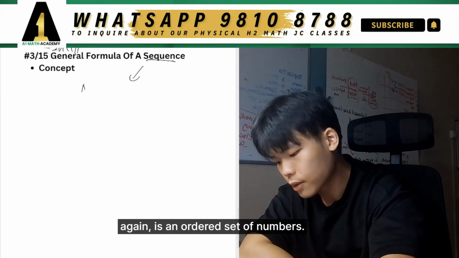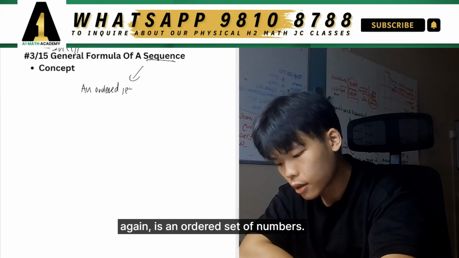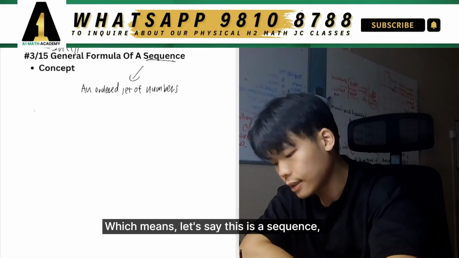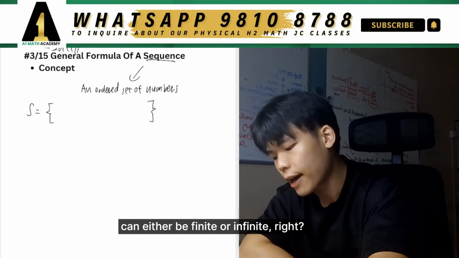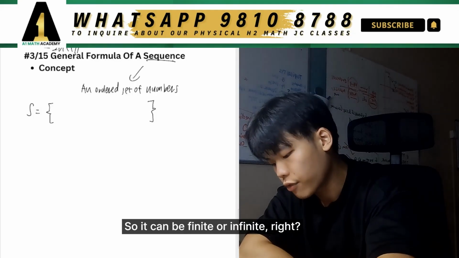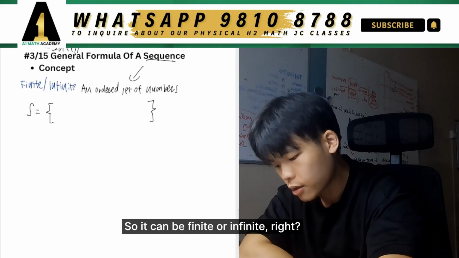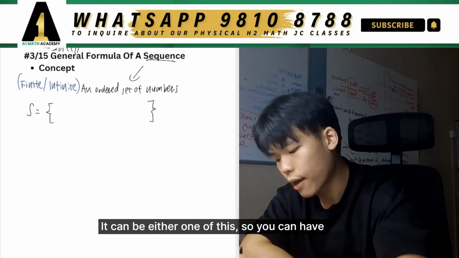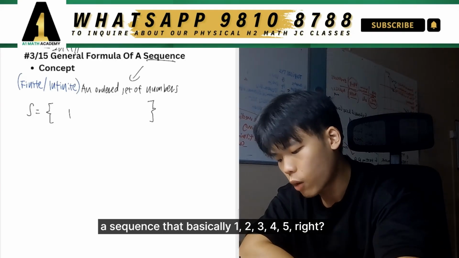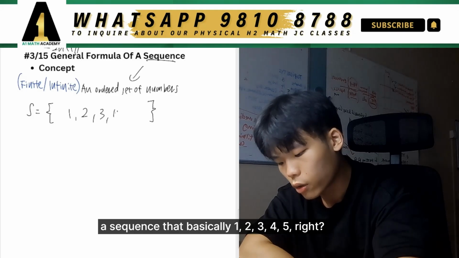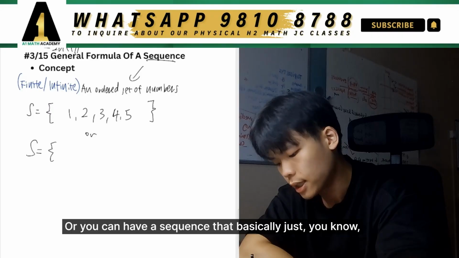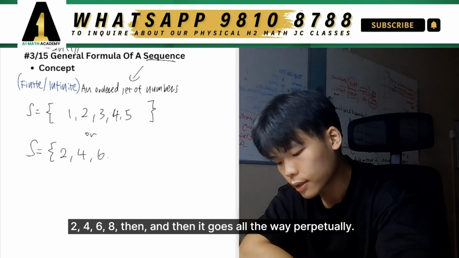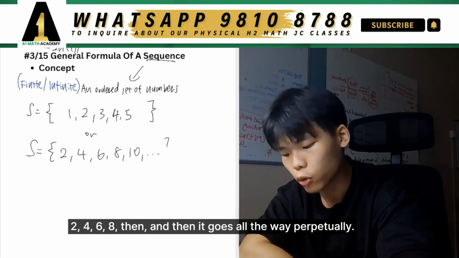A sequence, again, is an ordered set of numbers, which means, let's say this is a sequence, it is a set of numbers over here that can either be finite or infinite, right? It can be either one of these. So you can have a sequence that is basically 1, 2, 3, 4, 5, right? It ends here. Or you can have a sequence that is just 2, 4, 6, 8, 10, and then it goes all the way perpetually.